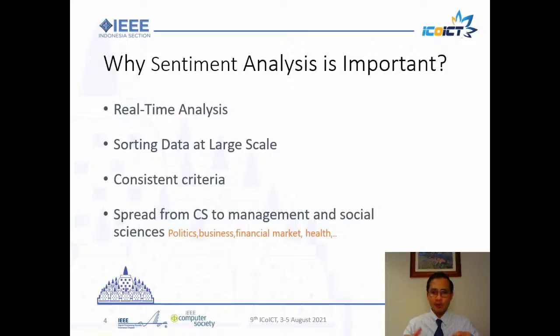And of course, sentiment analysis has spread from computer science to management to social sciences, ranging over different kinds of applications: politics, business, the financial market, health, and everything. I think I repeated this before in my introduction, just to remind you again how great this can be. There are so many interesting things about sentiment analysis that you can go and explore yourself.